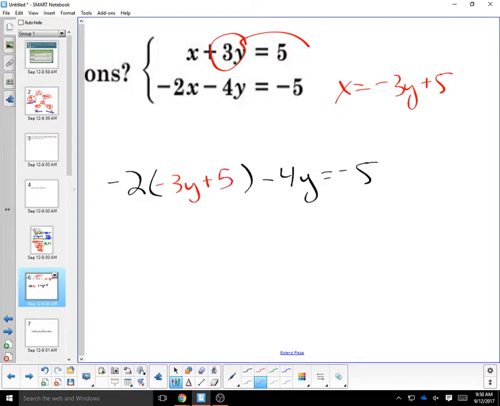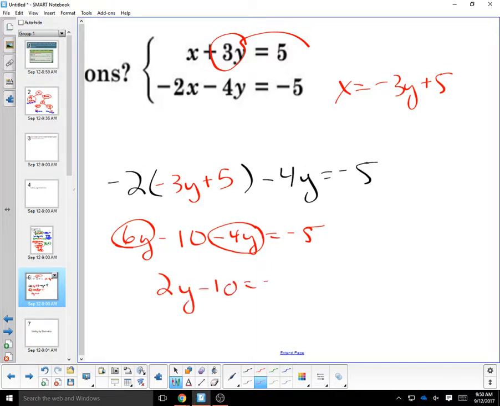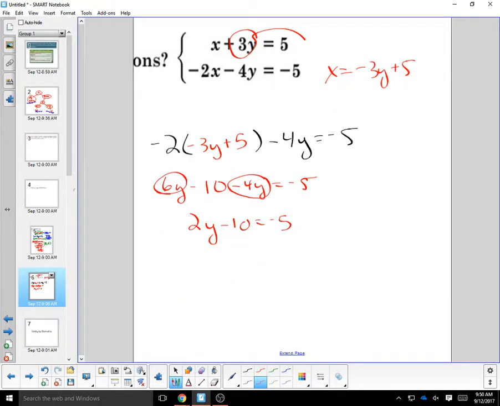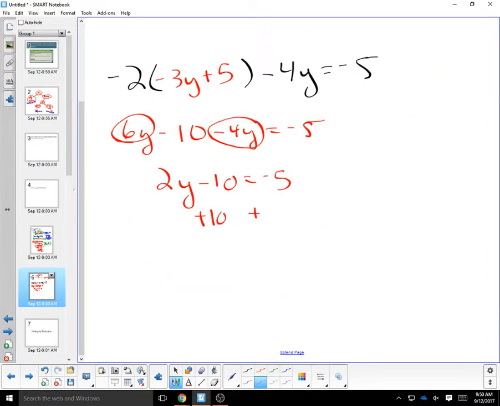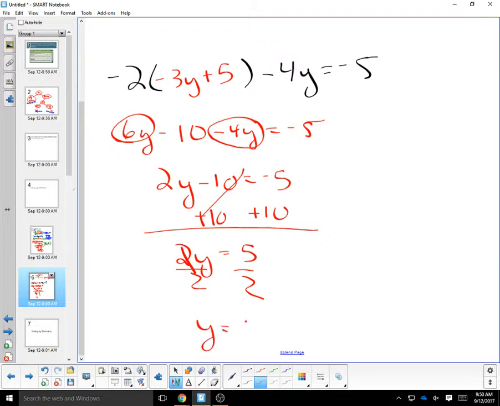-3y plus 5. So I've got 6y minus 10, I believe. Double check. Minus 4y is -5. Combine my like terms. That means this one and this one. So 2y minus 10 is -5. What should I do at this point? Yeah. Oh, they are going to give us fractions the whole time. So 2y is 5. Divide both sides by 2. There's my y.